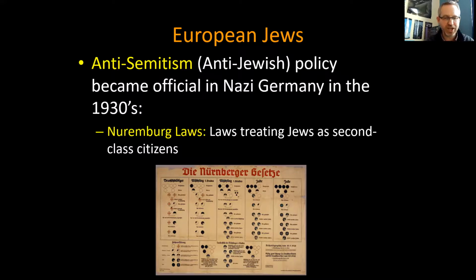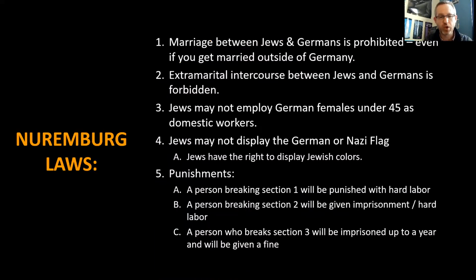And so when he's appointed chancellor, he very quickly passes a series of laws called the Nuremberg Laws. These are laws that basically just say Jews are second-class citizens. We're going to treat them differently. In fact, here's a list of them. You will notice, if you look especially at number 1 through 3, what they're really trying to crack down on is the possibility that Jews might have children with Germans, okay? They're very afraid of that because in the German mind, that would taint the, quote, pure Aryan bloodline.